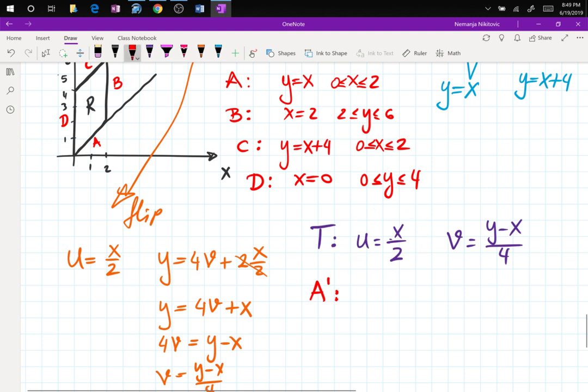Do we all agree y equals x gives us a 0 here? Because y minus x then will be 0. So we immediately see that v is going to be 0 all the time. And if y is equal to x, then u is going to be, well, we know that x is equal to 2u, so you will have 0 to 2u to 2, so u will be from 0 to 1. Yay, we got that one. B prime, x is equal to 2.